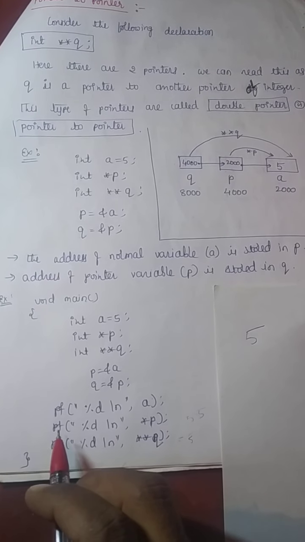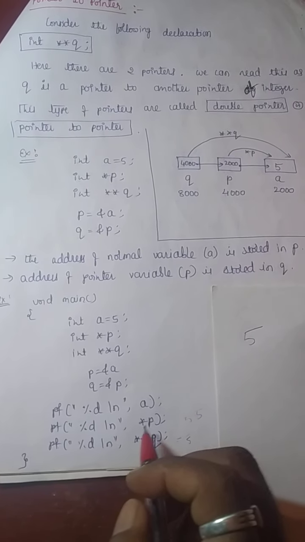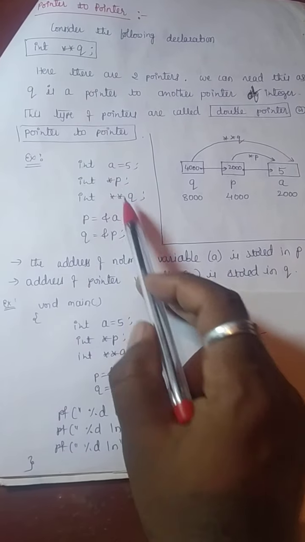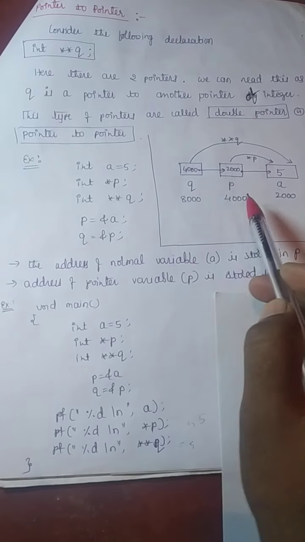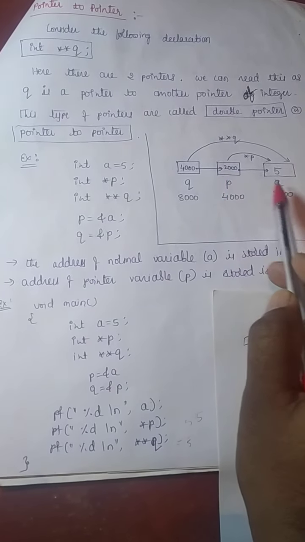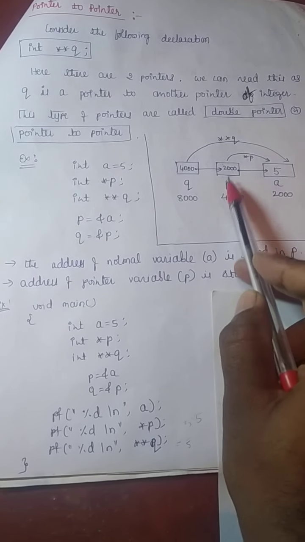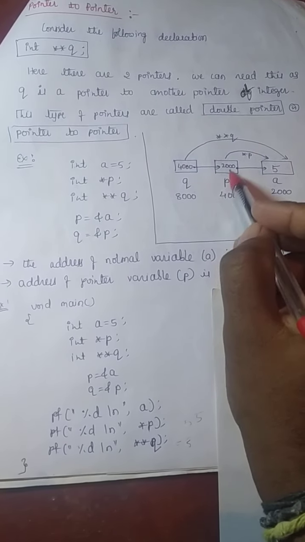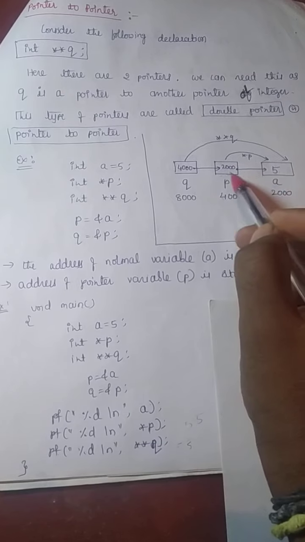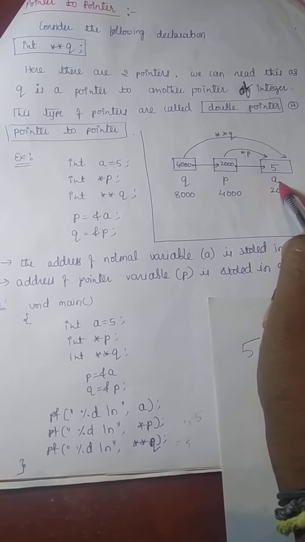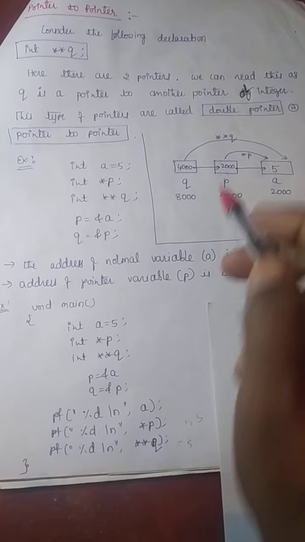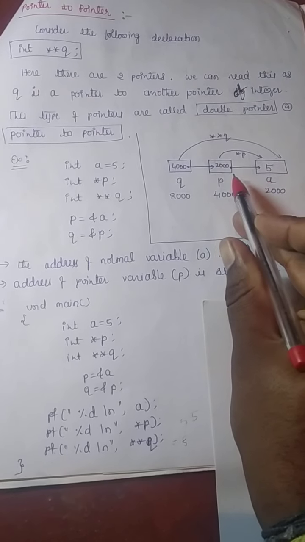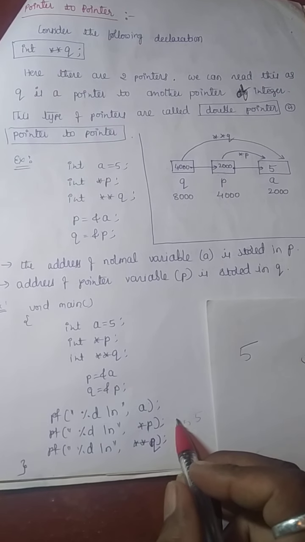Second printf statement, printf("%d\n", *p). What is this *p? p is the pointer variable holding the address of a. You can observe here p is holding the address of a, 2000. Got it? It means this pointer is pointing to this location. When pointer p is holding the address of a, then if you print with *p, the content stored in a is going to be the output. It means you will get the output 5 here.